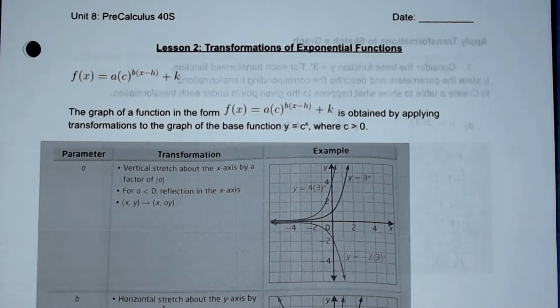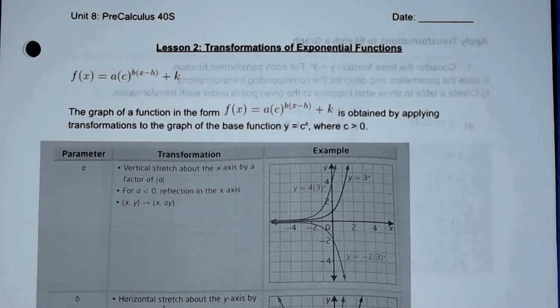So at the top, you have your base function, your general function. It's f of x, that's our y, is equal to a. A still does the stretches vertically, times c. C is our base in this unit, so it could be 2 to the power of whatever that looks like. B is still our horizontal stretch. X minus h, H is still our horizontal translation, left or right. And then plus k, which is our vertical translation, up or down.